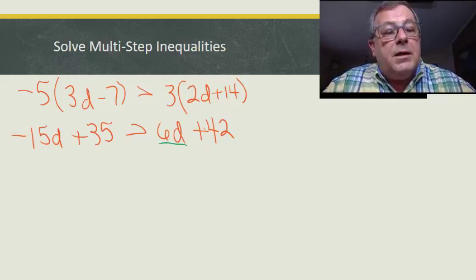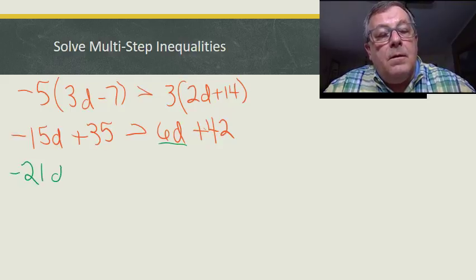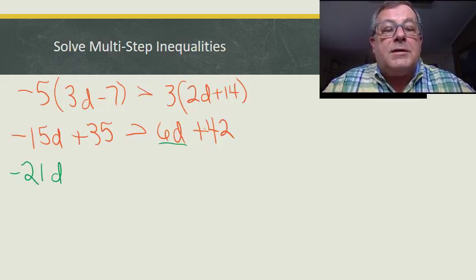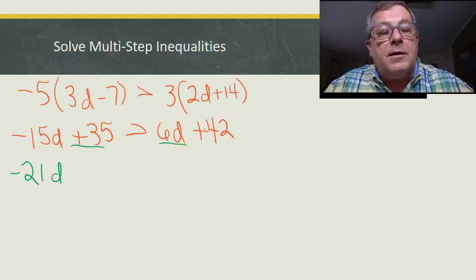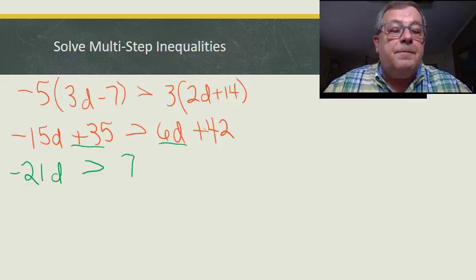And that's going to give me negative 21d. And I've got a positive 35 right here. I want to move it to the right side of this inequality. It means I'm going to have to subtract 35 from both sides. And so 42 less 35 is going to give me 7. So we're still keeping our greater than for the time being. So I've got negative 21d is greater than 7.